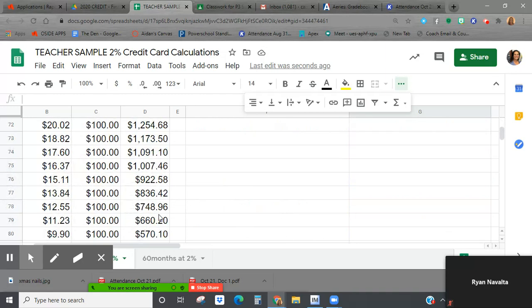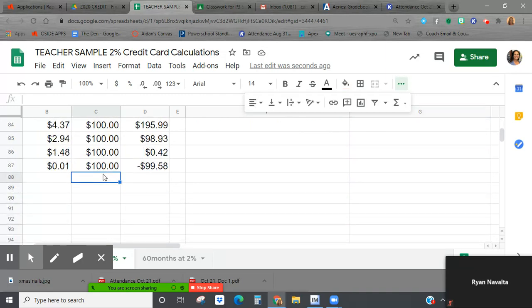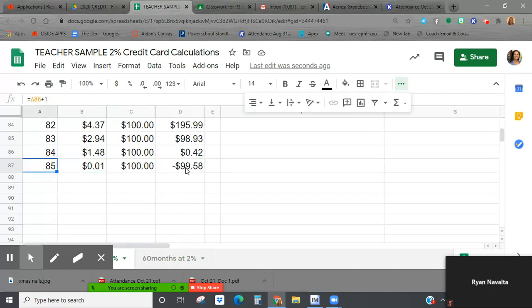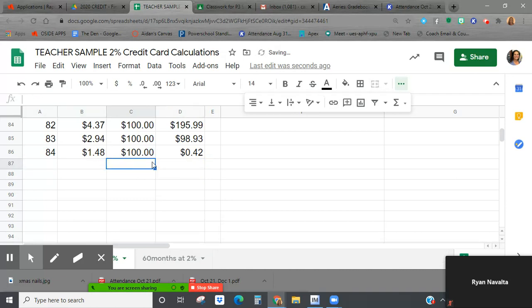I'm going to do the summation functions now at the very bottom. Again, I'm going to do the summation in column C. How many payments did I make? And I'm actually going to delete one of these off. I don't need this negative one. I'm just doing 84 months. So how many total payments did I make? I'm going to go for the sum of C3.